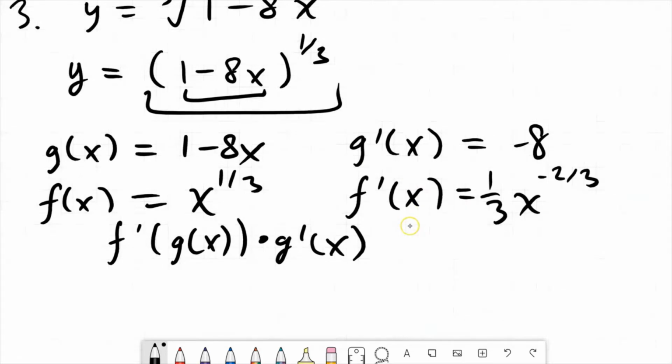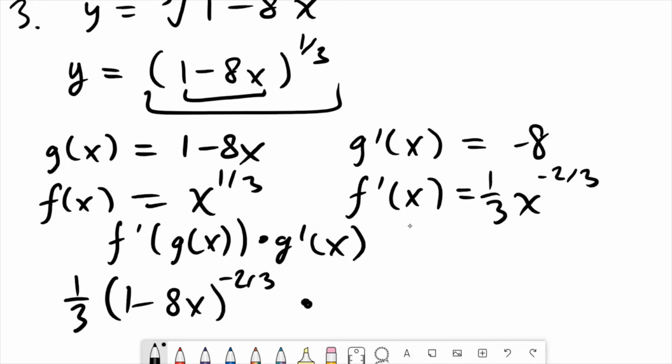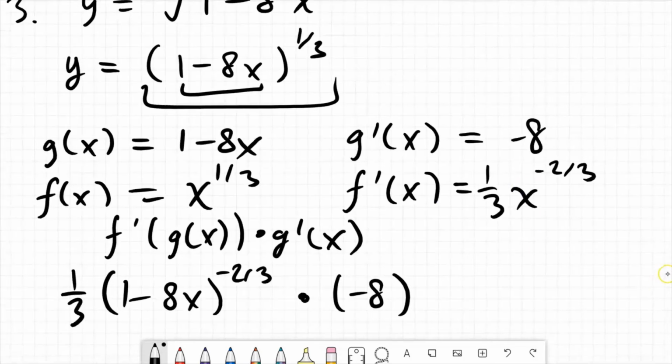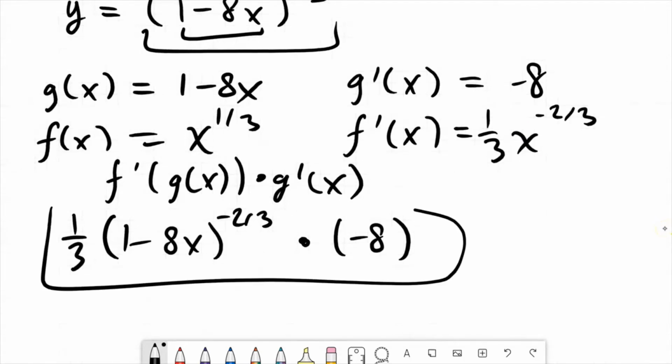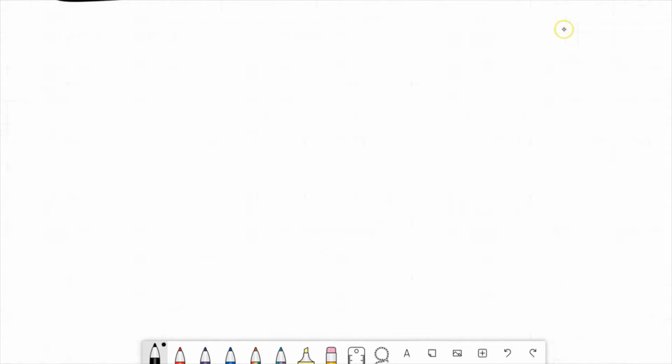And what do we get? We get 1/3, and then we fill in g of x, 1 minus 8x, raised to the minus 2/3 power times minus 8. And I'm not simplifying here because I already have the correct answer. That's the correct answer. There we go. Continuing on, number 4.